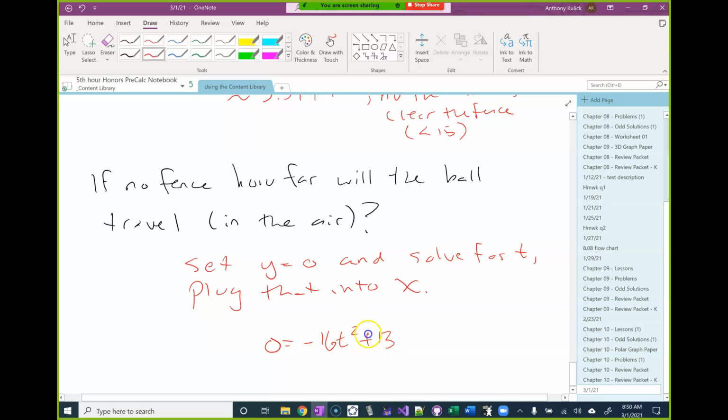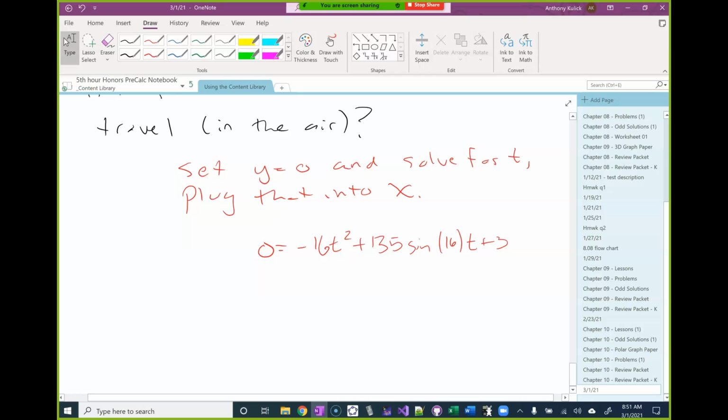What kind of an equation is this? Quadratic. To solve this quadratic equation, what am I going to have to use? Got to use the quadratic formula, right? There's no chance of me factoring this thing with the sine in there. Okay, so t equals negative 135 sine 16 plus or minus the square root of 135 sine 16 squared minus 4 times negative 16 times 3, all over 2 times negative 16.